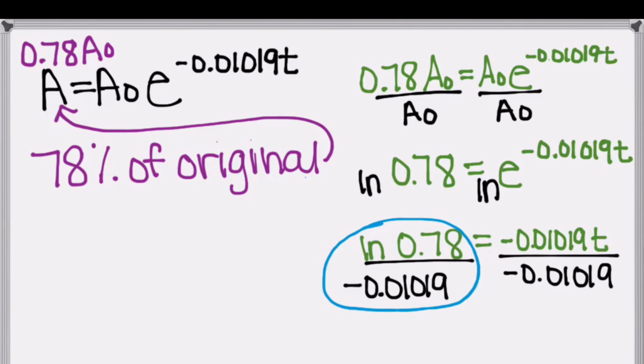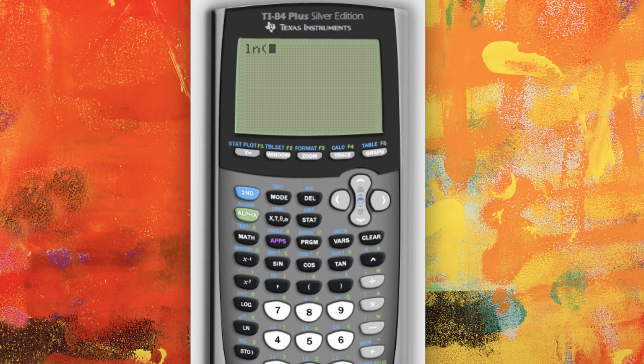0.01019t. And then finally, to solve for t, we'll divide both sides by negative 0.01019. To plug that into the calculator, I'll type in ln of 0.78 divided by x, which gives us 24.37. Again, I'll round to the nearest hour. So that tells us after 24 hours, the substance, no matter what the initial dose was, would be 78% of the original.